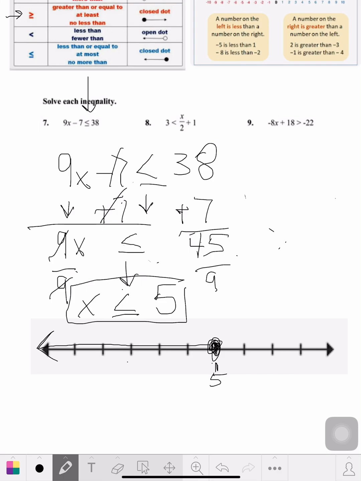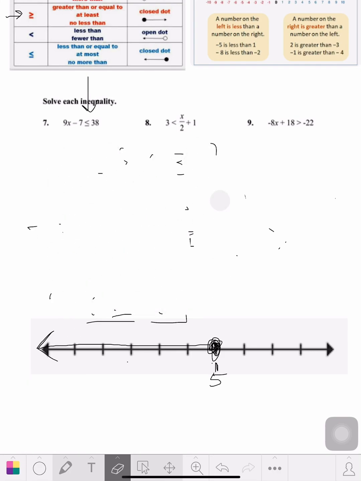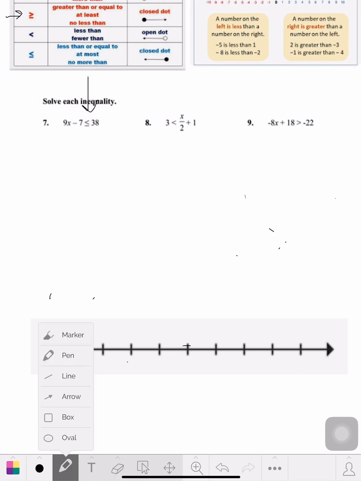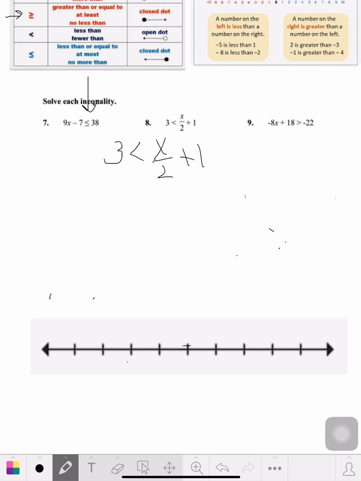And that's it, okay? I'm going to erase this, and we'll start the next one. Okay, let's go back to pen, regular tip. Okay, so the problem is 3 is less than x over 2 plus 1. Okay, and that's your problem.